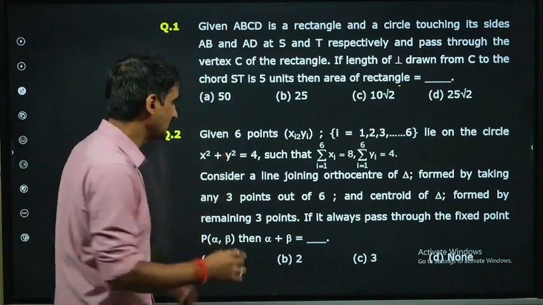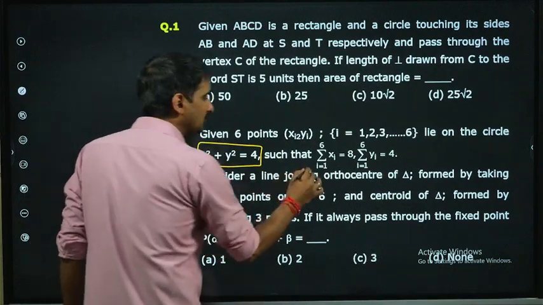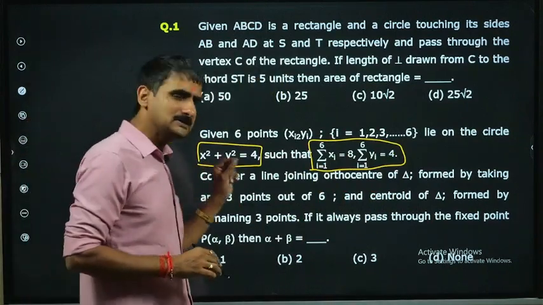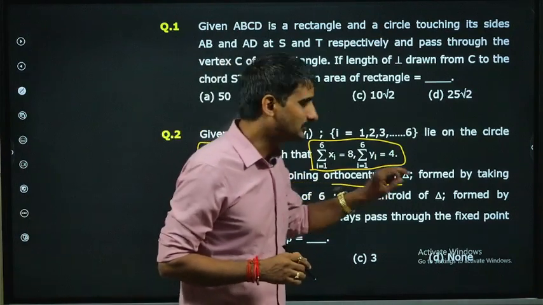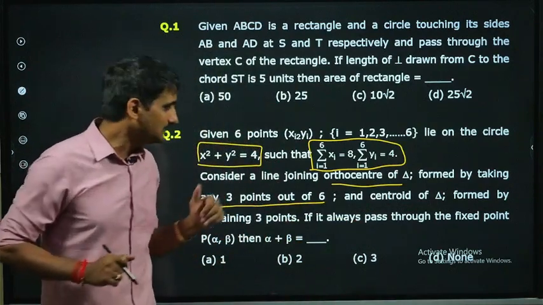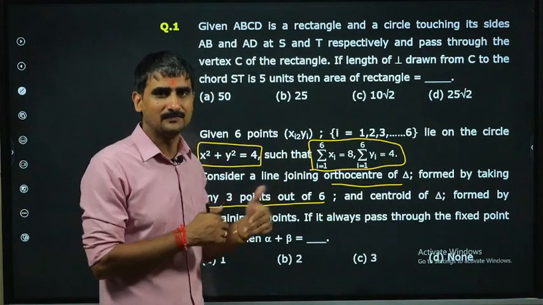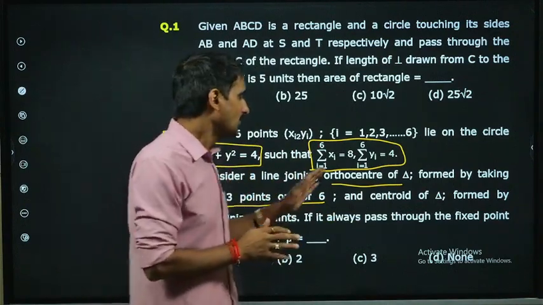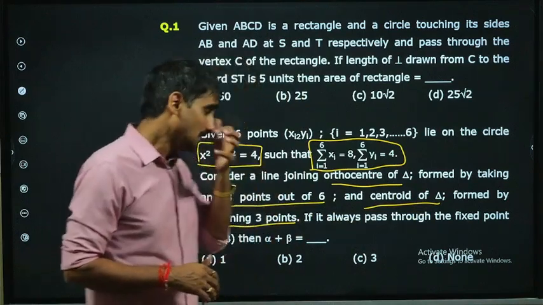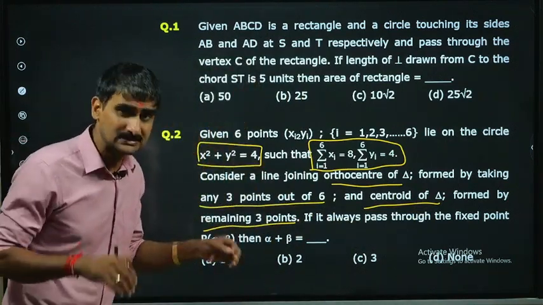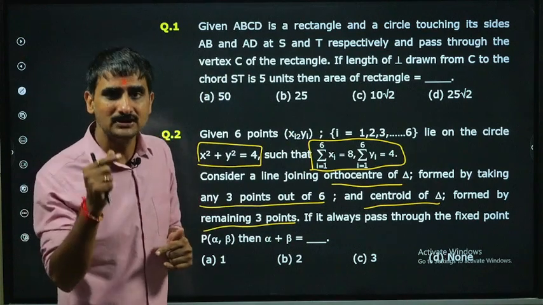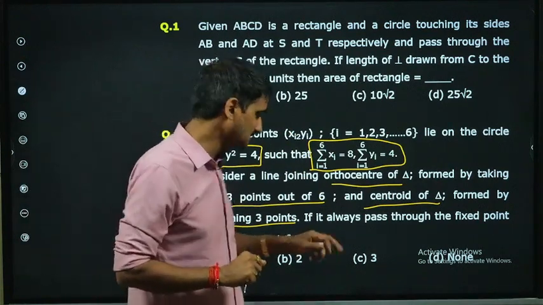The statement is that there are 6 points on this circle which follow these relations. Their abscissae and ordinates follow this relation. Now consider a line joining the orthocenter of the triangle formed by any 3 points out of those 6 points. To fix a line we need 2 points, so it also passes through the centroid of the triangle formed by the remaining 3 points. Then we have to prove that this line, passing through the orthocenter of one triangle and the centroid of another triangle, always passes through a fixed point, and then we have to find this alpha plus beta.